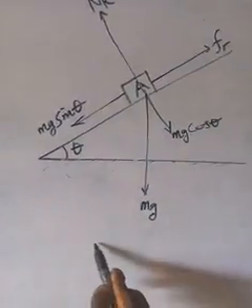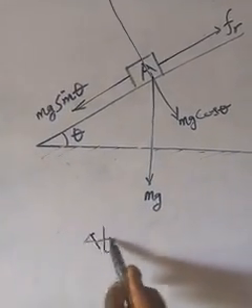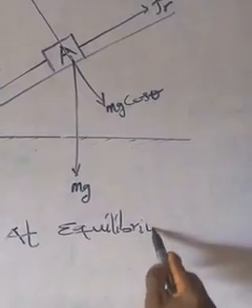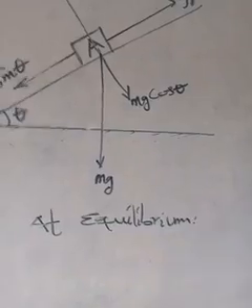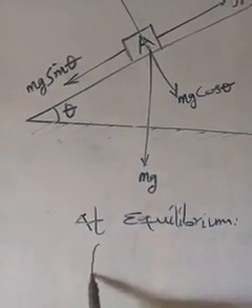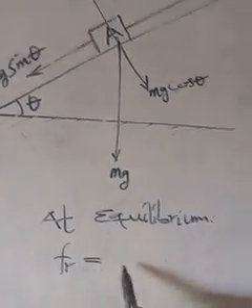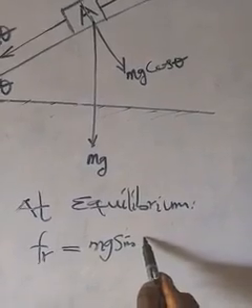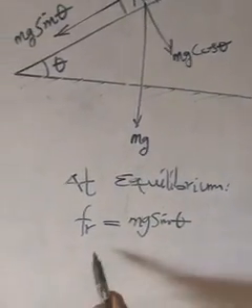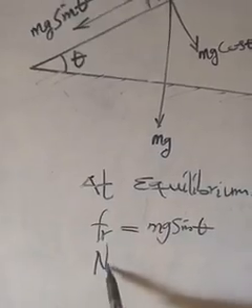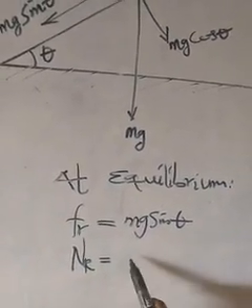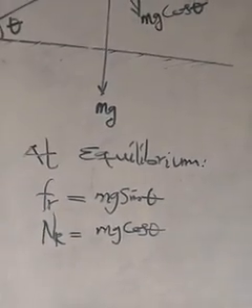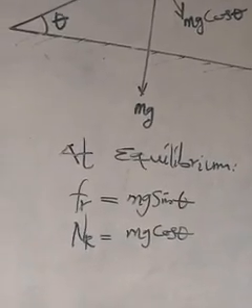We have equilibrium, that is when the body is not moving. At equilibrium, the frictional force is equal to mg sin theta, and the normal reaction is equal to mg cos theta. So we were able to determine this in our last video.